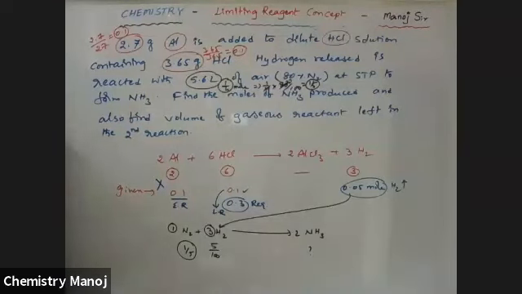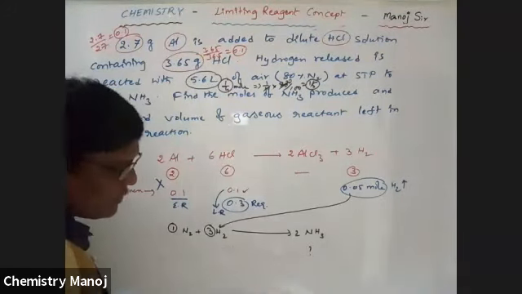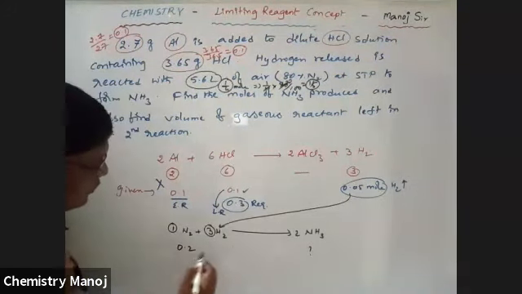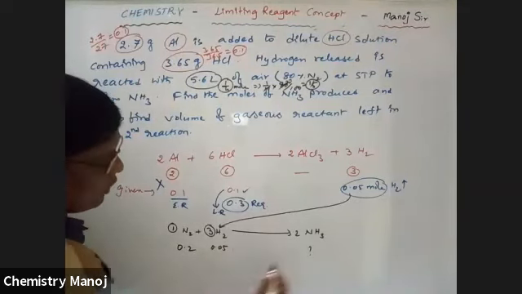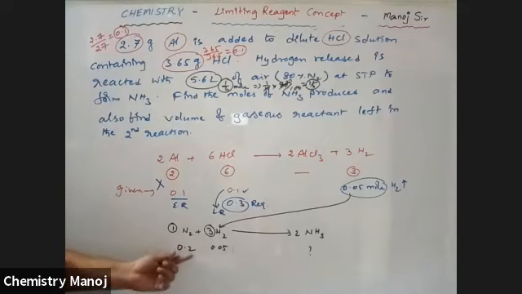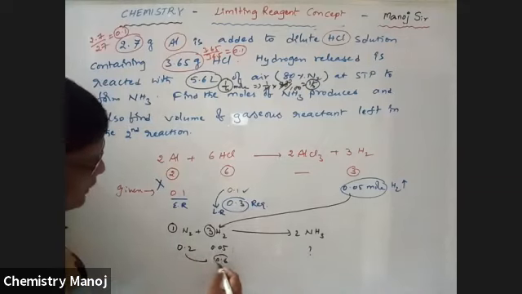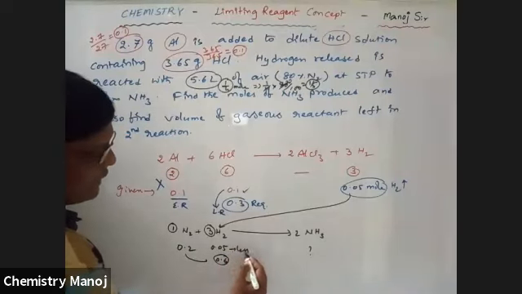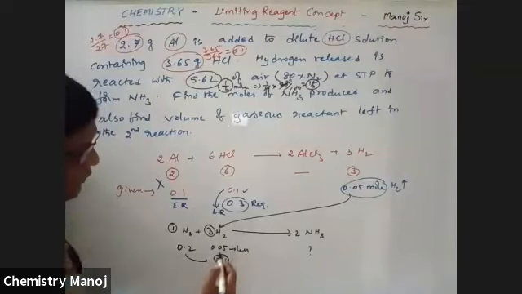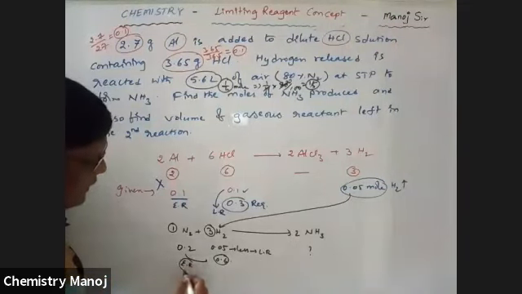Okay, just a minute, 1 by 5 means 0.2, and hydrogen is 0.05. So 0.2 moles of nitrogen requires 3 times, that is 0.6 moles of hydrogen, but the hydrogen available is less than this. Therefore, hydrogen is the limiting reagent, and nitrogen is the excess reagent.